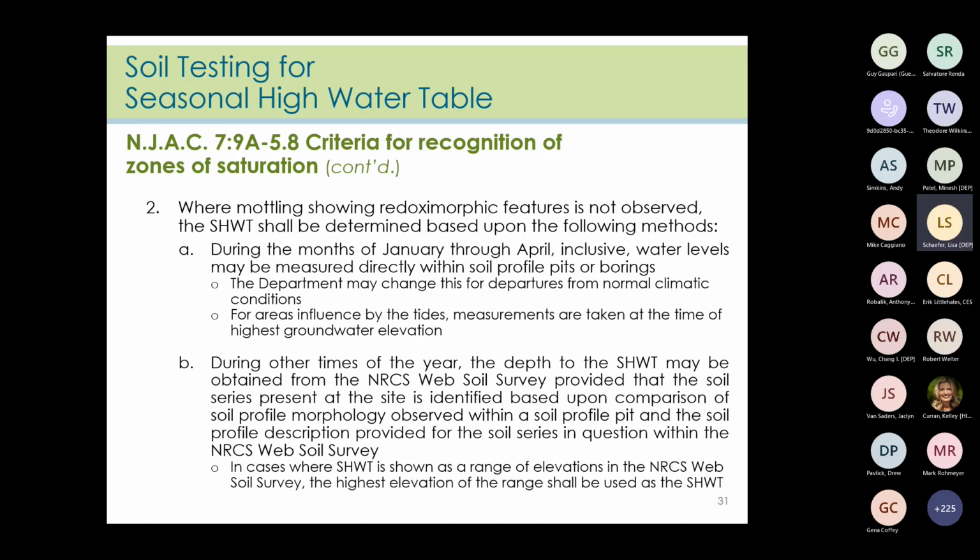All right, but if you've gone out and you're not seeing mottling, well, during the months of January through April, water levels may be measured directly within the soil profile pits or borings. And when the department determines that there's been a significant departure from normal climatic conditions, the department may, with due notice to the administrative authority, lengthen or shorten the period allowed for direct measurement in any given year.